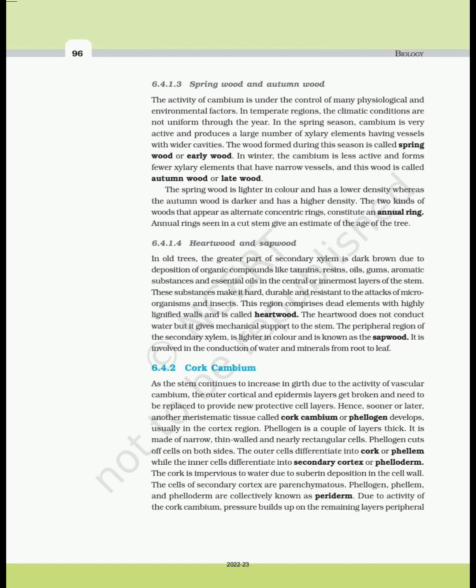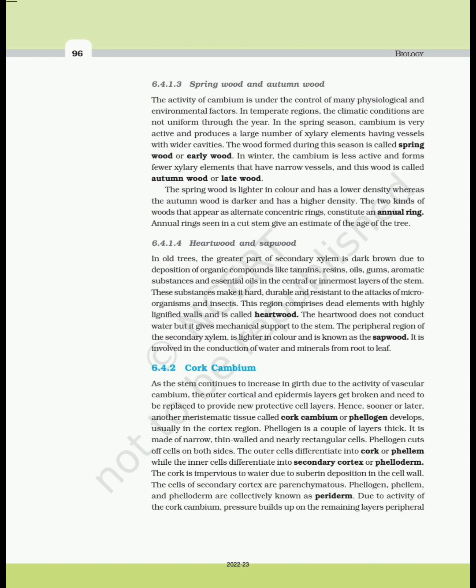6.4.1.3 Spring wood and autumn wood. The activity of cambium is under the control of many physiological and environmental factors. In temperate regions, the climatic conditions are not uniform through the year. In the spring season, cambium is very active and produces a large number of xylary elements having vessels with wider cavities. The wood formed during this season is called spring wood or early wood.